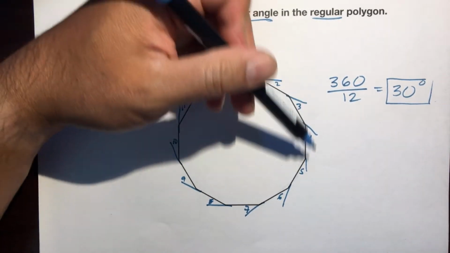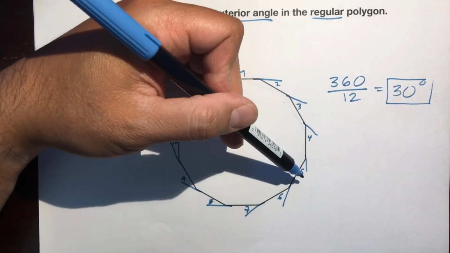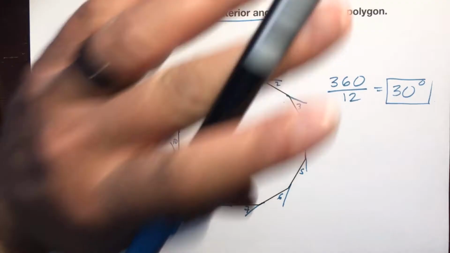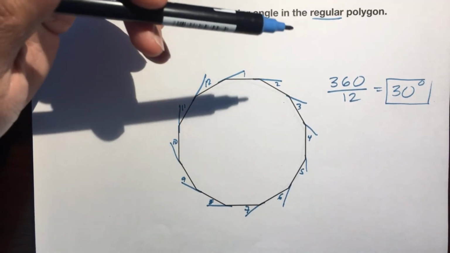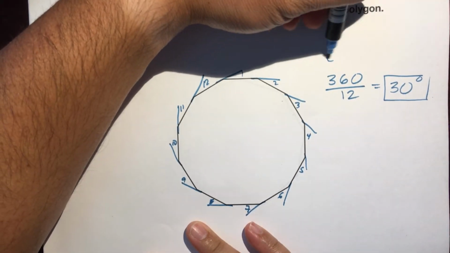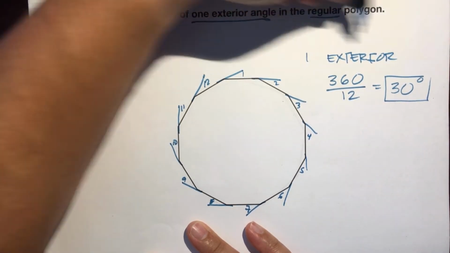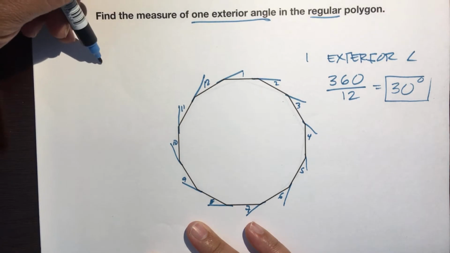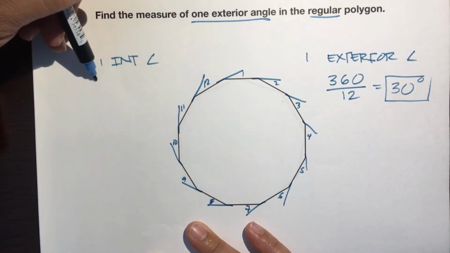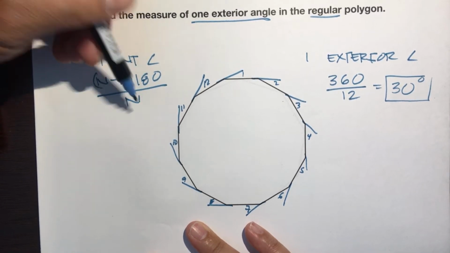So to find the measurement of one exterior angle, we know that all these exterior angles add up to 360. So we divide it by 12 because there are 12 congruent exterior angles. 30 degrees. Now, don't mix that up with n minus 2. So this is your exterior angle. And one interior angle would be, if you remember, n minus 2 times 180 over n. And that only works for regular polygons.